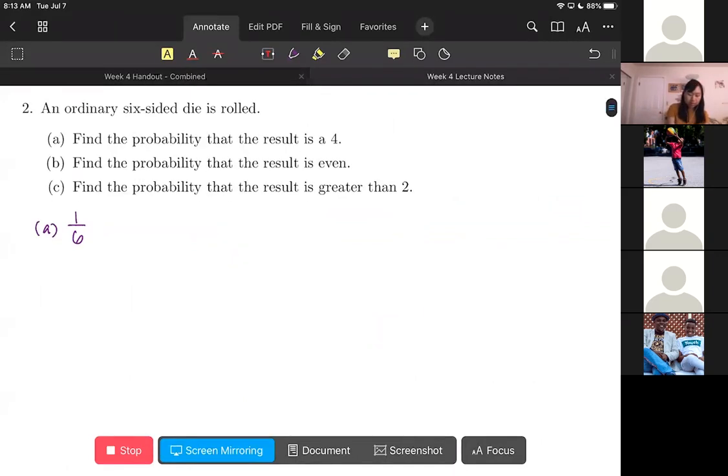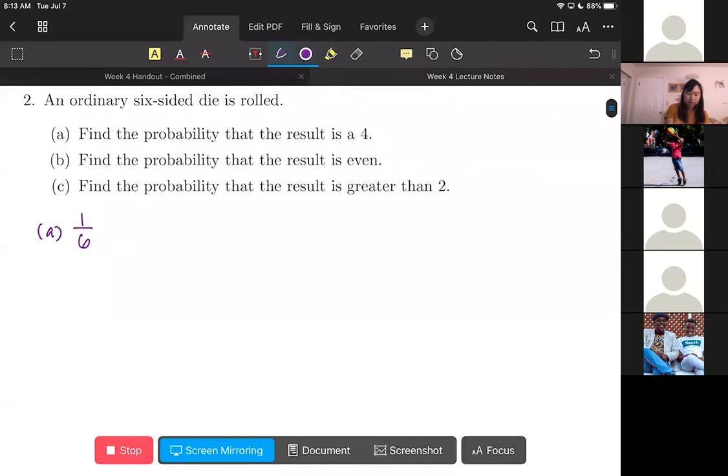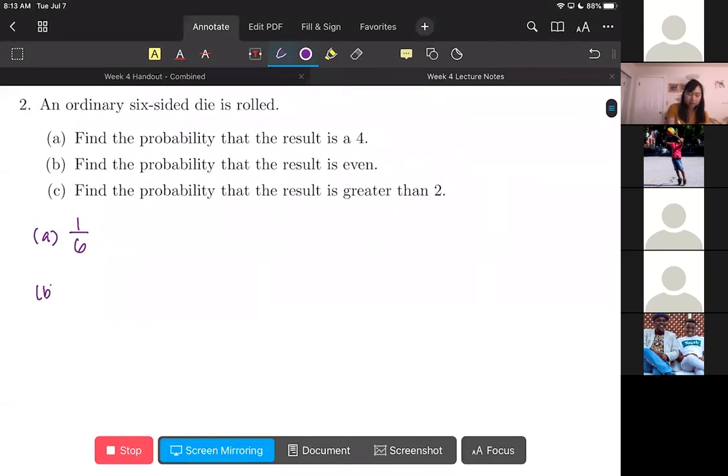What about problem B? Find the probability that the result is even. I think that'll be half. Yep. So number of total outcomes is 6. But then the number of even outcomes, there's 3 of them, because you could roll 2, 4, or 6. So you get 3/6, which is 1/2. That's right.